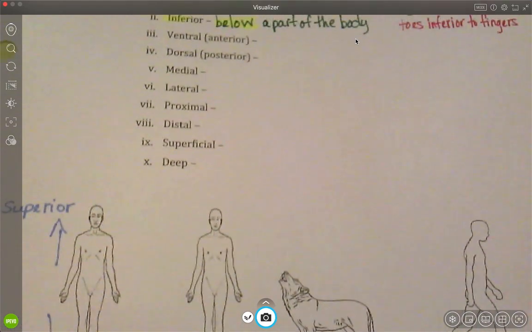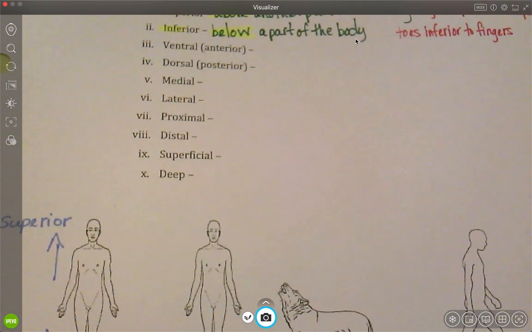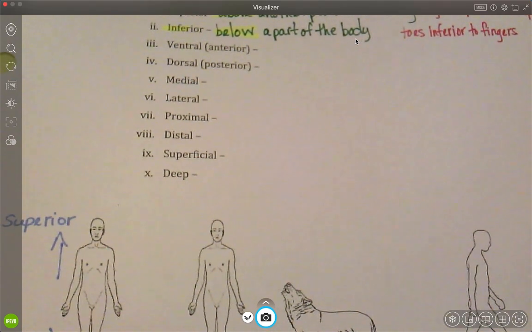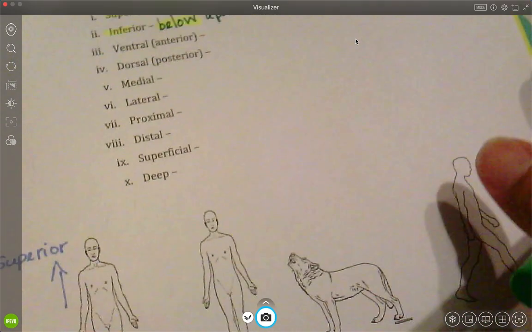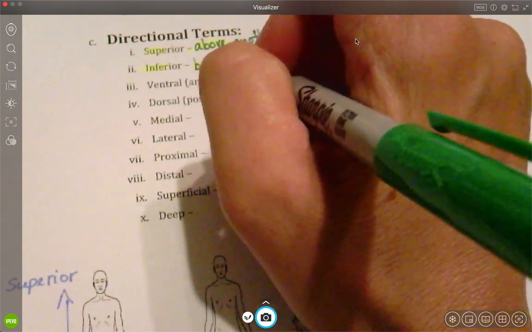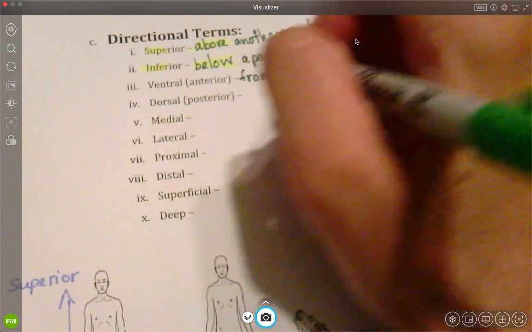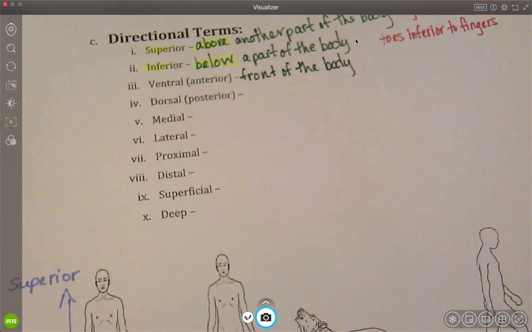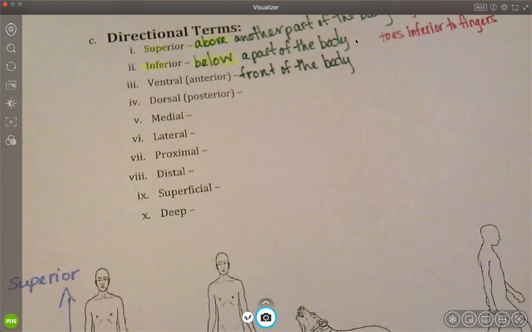Let's pick up where we left off. So we are looking at ventral or anterior. So mid-term, we said ventral is front. So definition here, we are looking at the front of the body. And anterior is a word that we can use. It should be interchangeable.